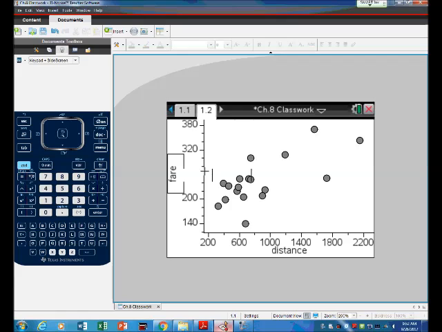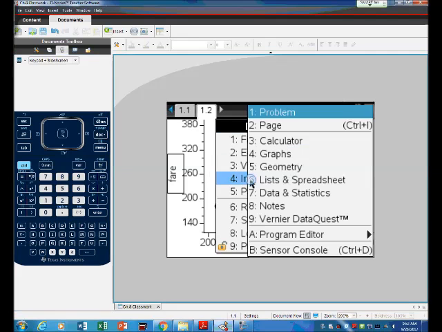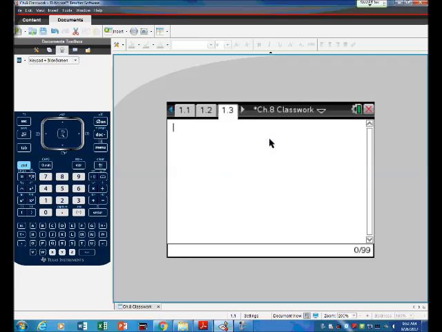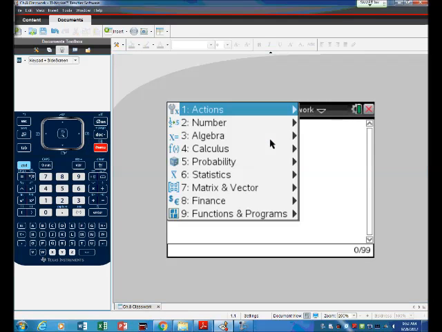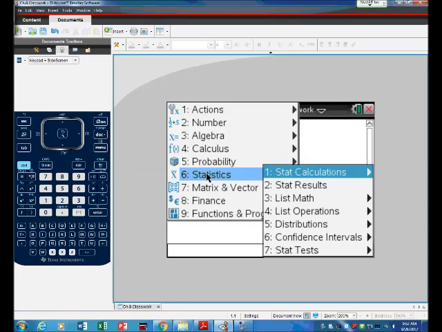All right, so because we're saying it's appropriate, then what I do is I create the line of best fit. So I'm going to insert a calculator page. So insert calculator. So a blank calculator page still in my same document. Menu. I'm going to go to stats, and I'm going to go to stat calculations.